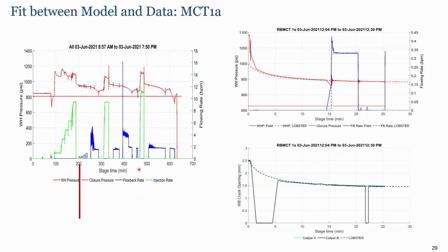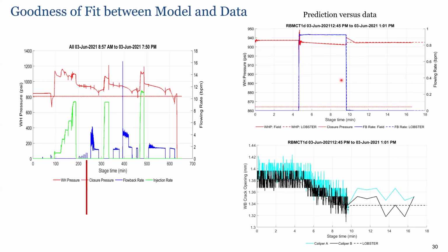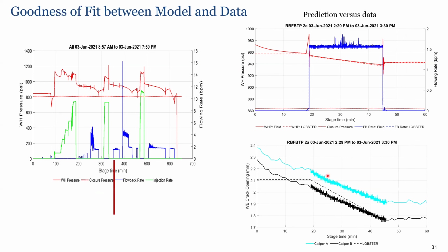And again, for the sake of time, I'll just briefly show. If we look at the pressure and the width as measured for just a few sample example stages, the dashes are the simulation, the solid lines are the data, and the blue is the flowing rate. We can match rate, pressure, and width all at the same time across multiple stages, as long as we account for the stiffness that's provided by these rock bridges.